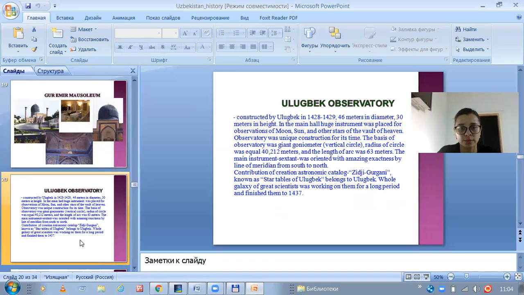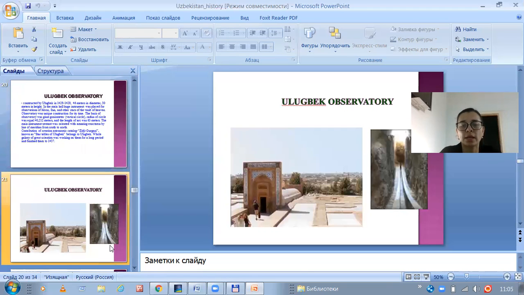The base of the observatory was a giant goniometer, a vertical circle, and the radius of the circle was equal to 40.212 meters, and the length of the arc was 63 meters. The main instrument, the sextant, was oriented with amazing exactness along the line of the meridian from south to north. The creation of the astronomy catalog, known as the star tables of Ulugh Beg, belongs to Ulugh Beg. A whole galaxy of great scientists worked on them for a long period and finished them in 1437.